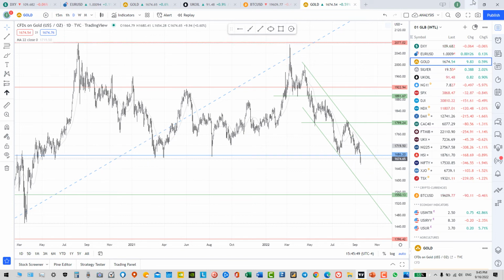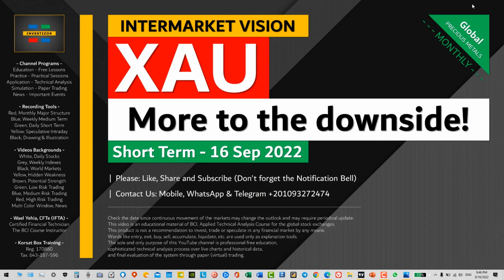So things are not looking good at all in the gold, and the downward targets are starting from 1600, maybe 1560, and maybe less. Of course, the rising interest rates over the dollar will put much more selling pressure over the short term on the precious metal.